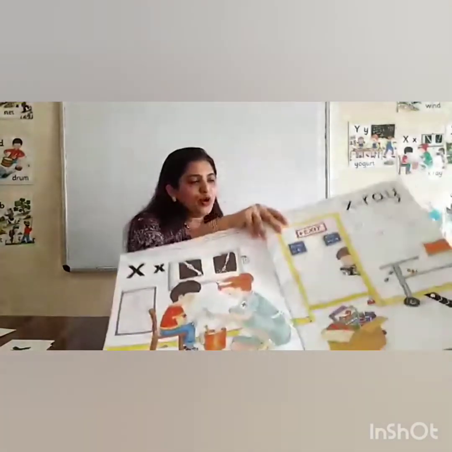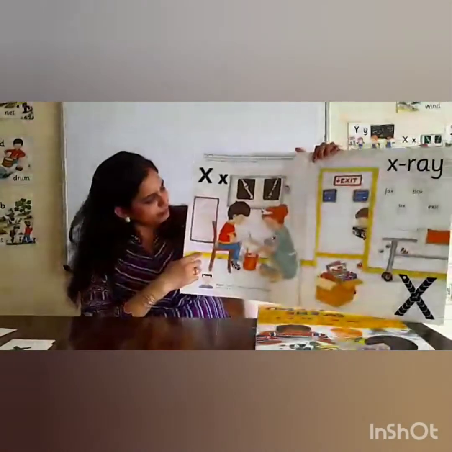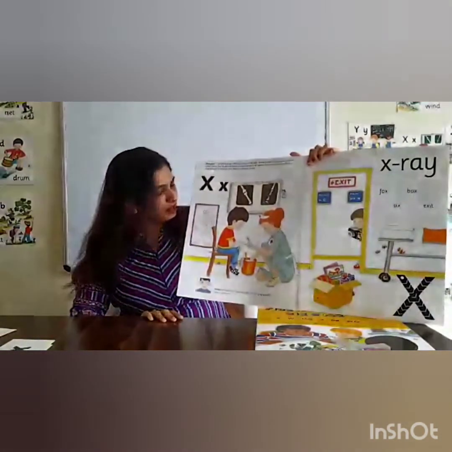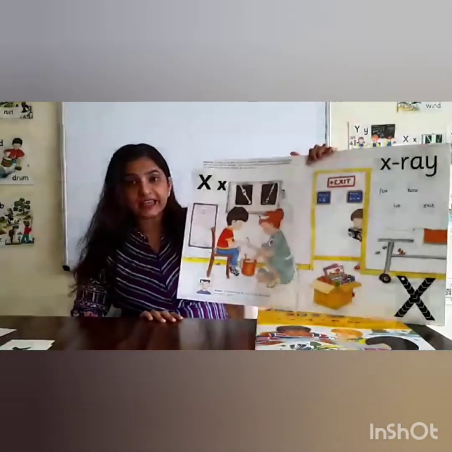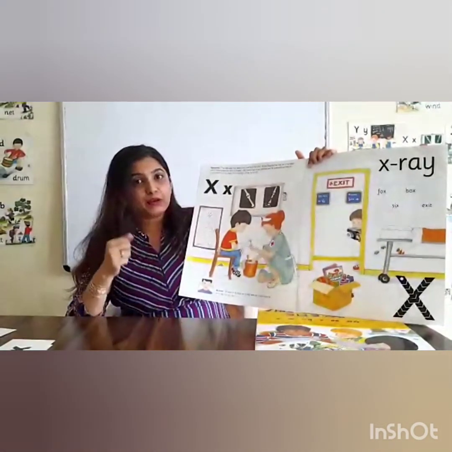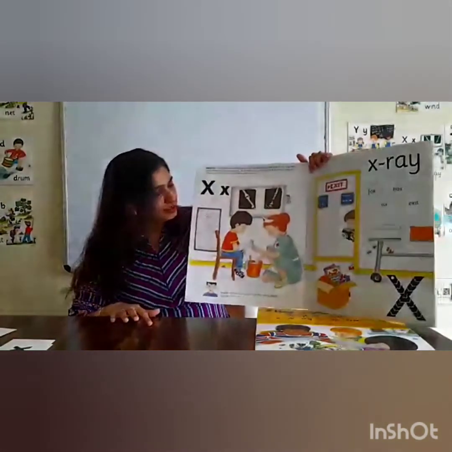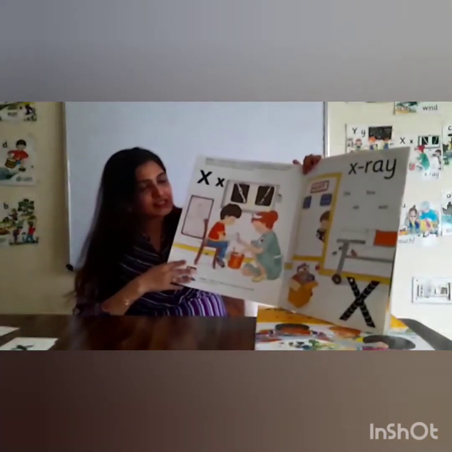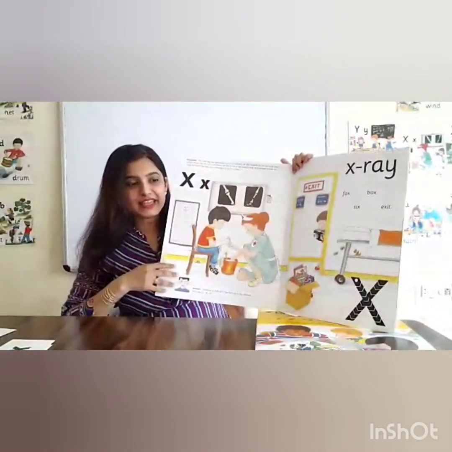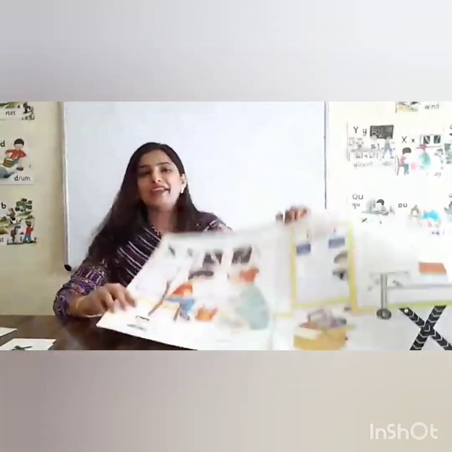So there is a little boy here, and he's fallen down and he's injured his arm. Okay, and he got an X-ray done, and what happened? He found out that his bone was broken. So there was a friend of his, and he had a toy camera, and he pretended to take an X-ray of this boy. Okay.